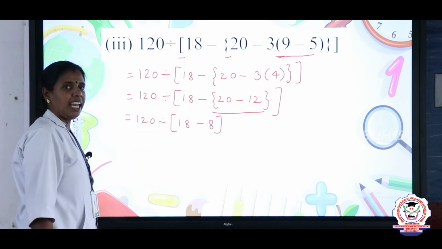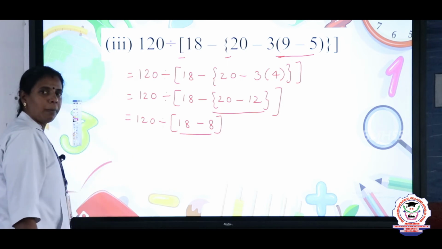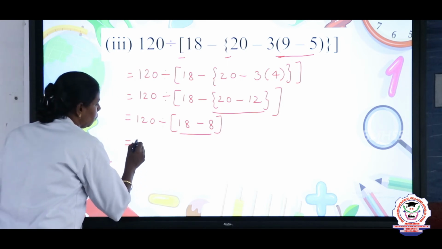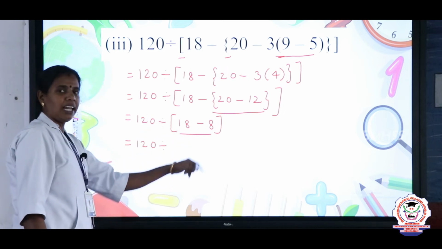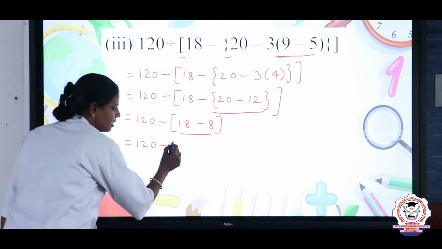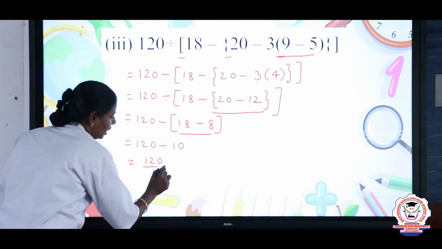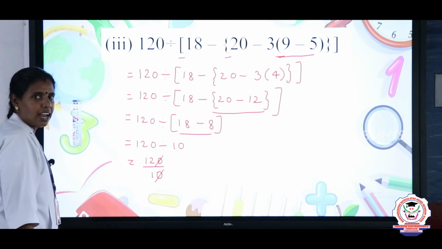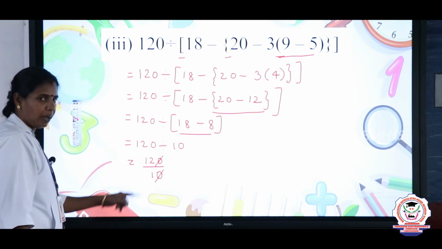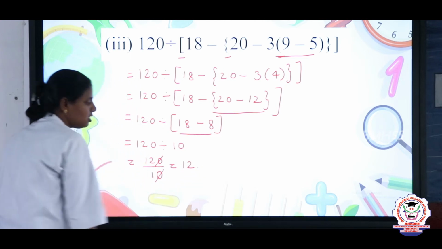Finally we are going to remove the square bracket, which is 18 minus 8. 120 divided by, what is 18 minus 8? 18 minus 8 is 10. Now the final is 120 divided by 10. Here 0 and 0 will get cancelled. So finally 12 by 1. 12 by 1 is nothing but we can write the answer as 12.